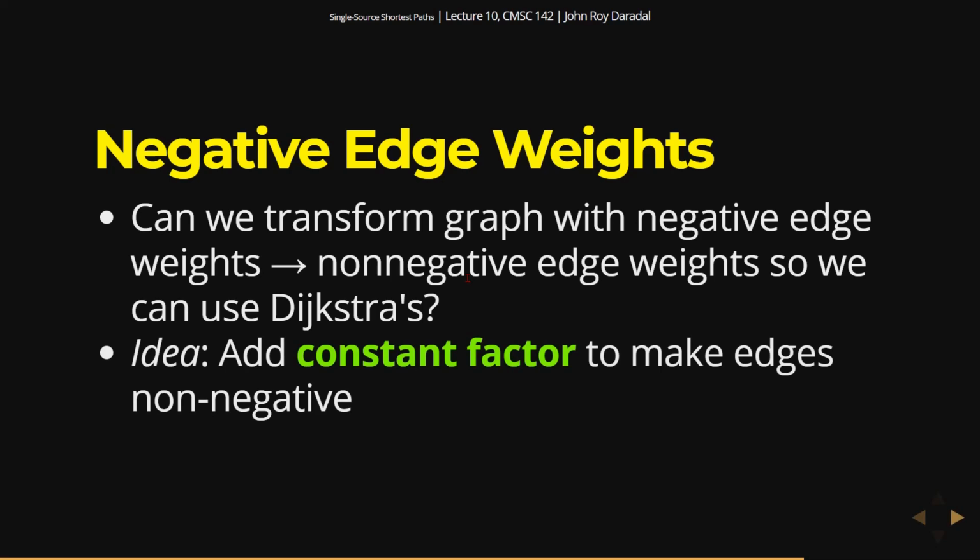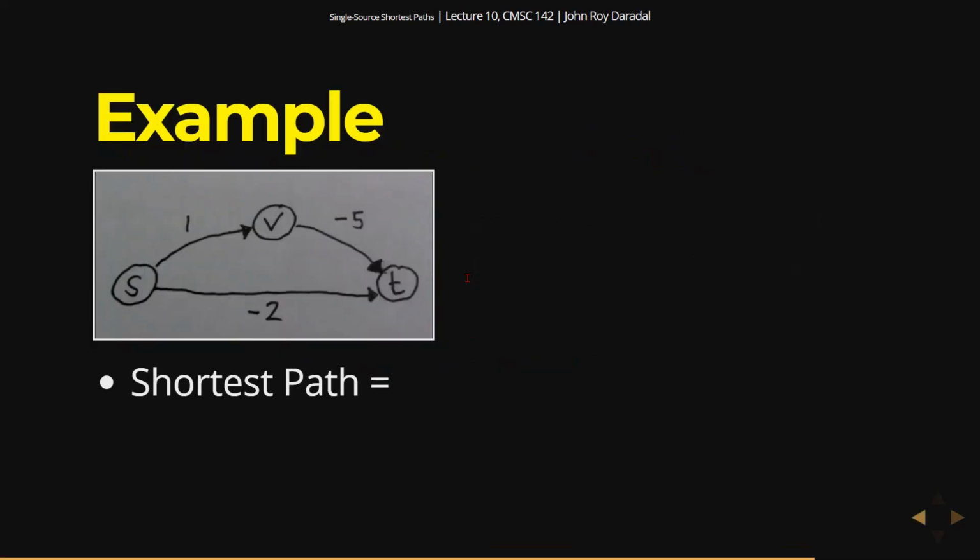Maybe what we could do is add a constant factor to the edges to make them non-negative, right? So we will reweight the graph to make the edges non-negative. So let's say, for example, in this simple graph, we have a negative edge weight here from V to T, which is negative 5. Now, from S to T, the shortest path is SVT, right? Because this is 1 minus 5, it's negative 4. And then ST is only negative 2. So the shorter path is actually SVT with negative 4 total length, right?